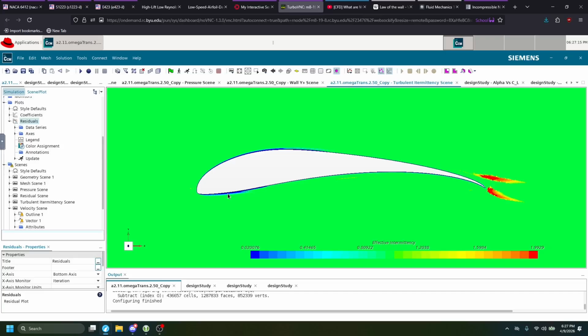At the beginning, the dark blue signifies a laminar flow. This green color signifies a turbulent flow.